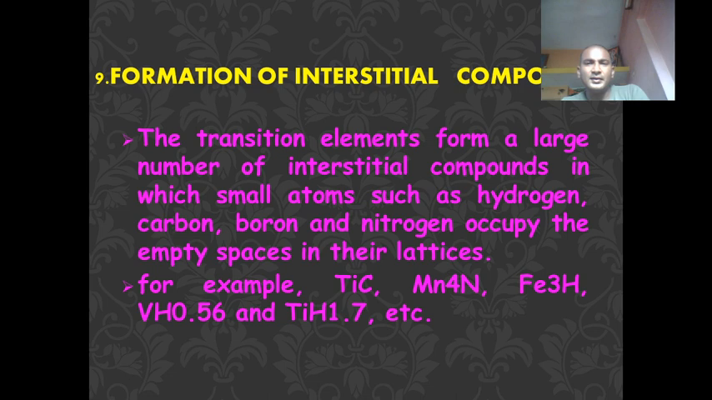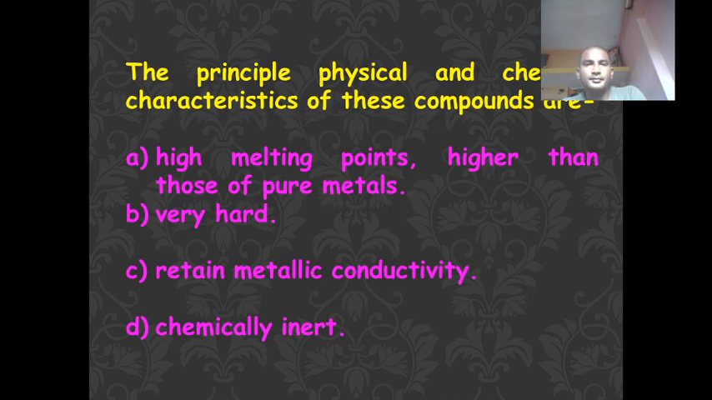Interstitial compounds are also important compounds. These compounds are formed by the reaction of a transition metal with smaller atoms such as hydrogen, carbon, boron and nitrogen. Principal physical and chemical properties of these compounds are higher melting points than those of pure metals, retention of metallic conductivity, and being chemically inert.